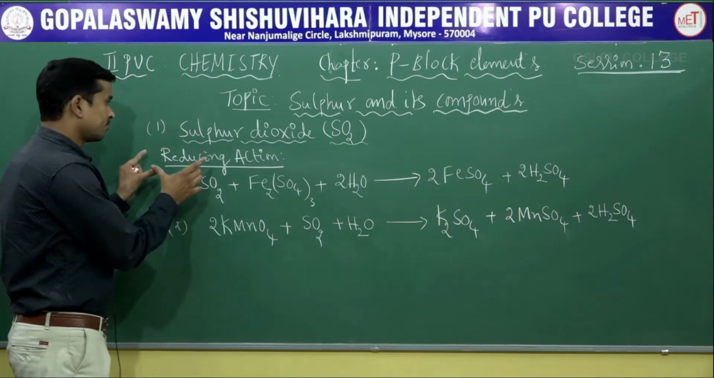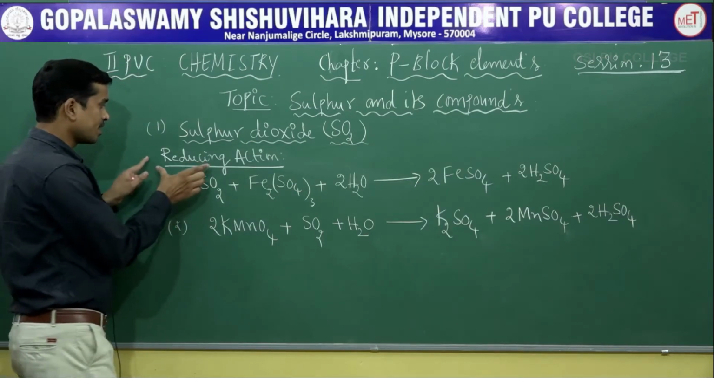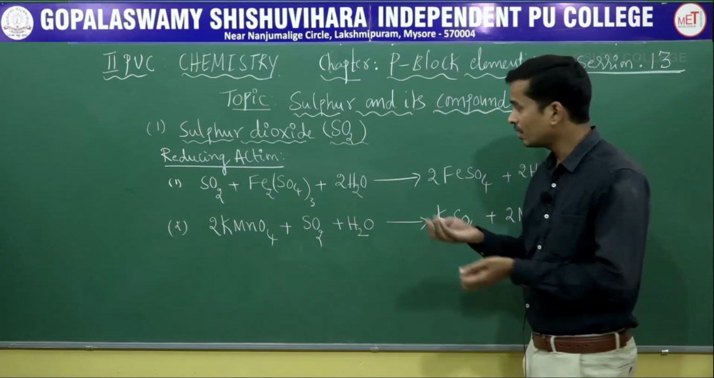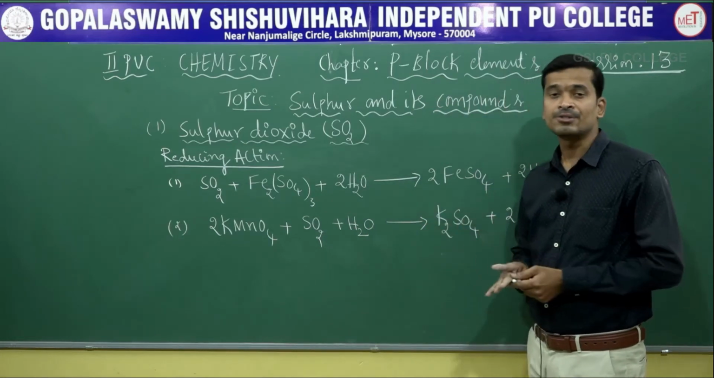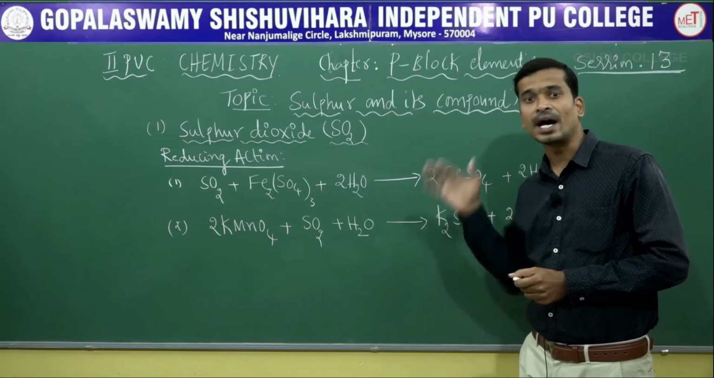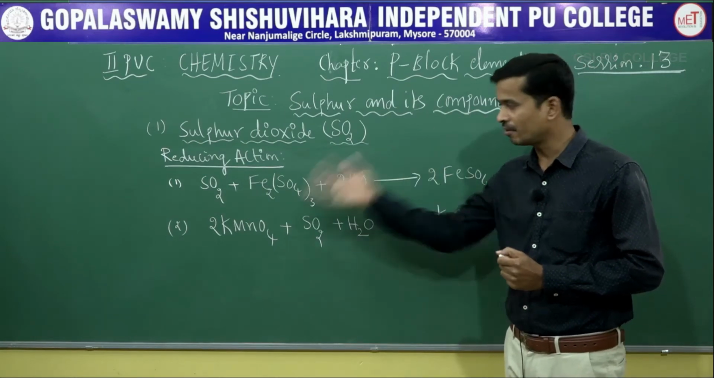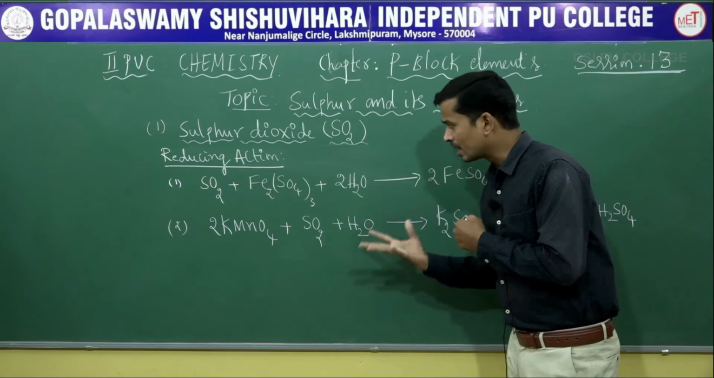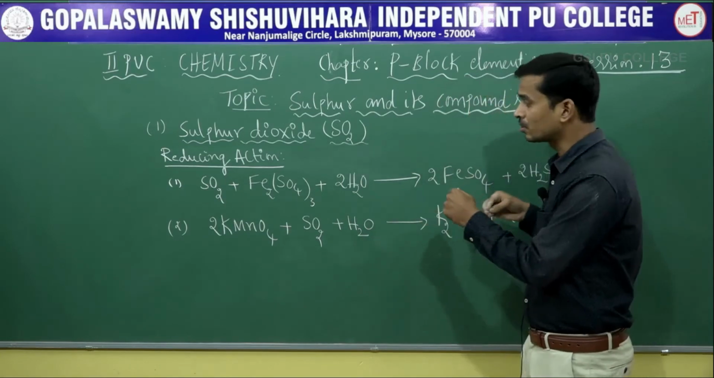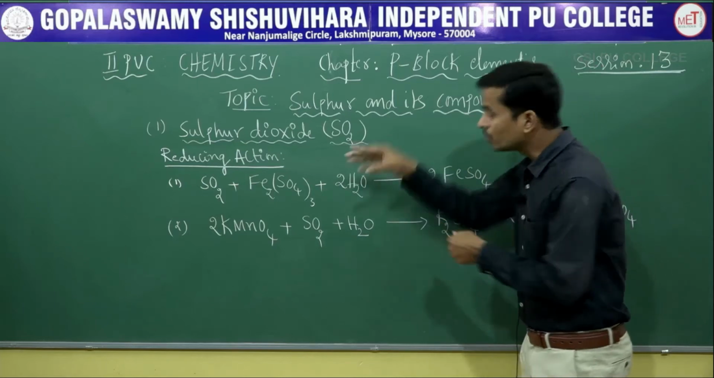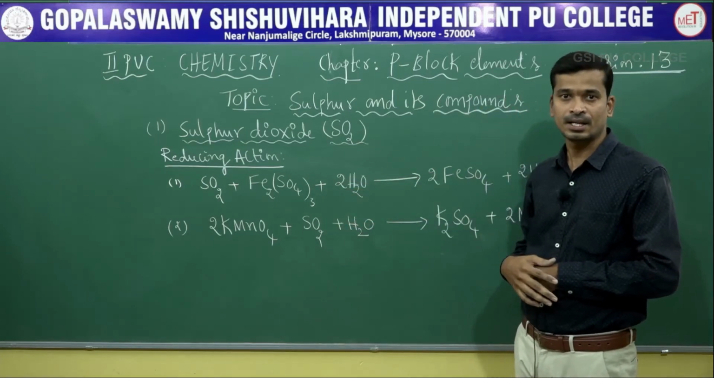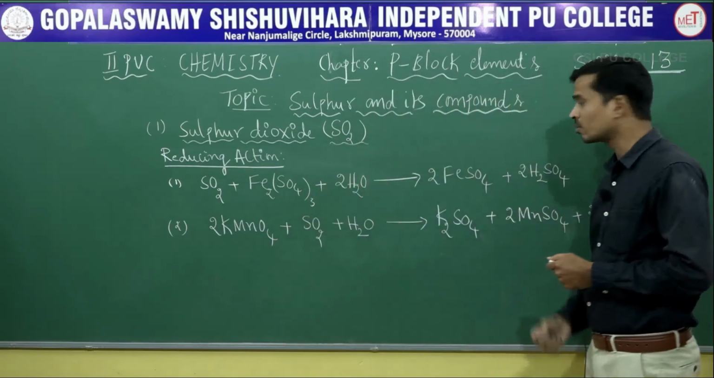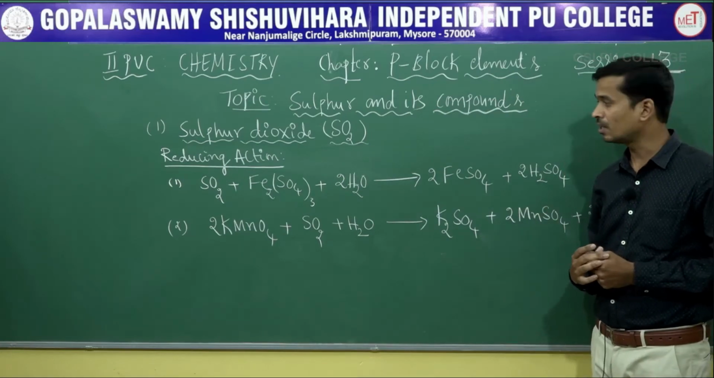Okay. Sulfur dioxide acts as a reducing agent. Clear? What is meant by reduction? What is meant by a reducing agent? The agent which does the reduction. Reduction means addition of an electron. A reducing agent, which does the reduction, has the tendency to give the electron. Clear? At the end of the chemical reaction, any reducing agent undergoes oxidation. That's a very, very important point.